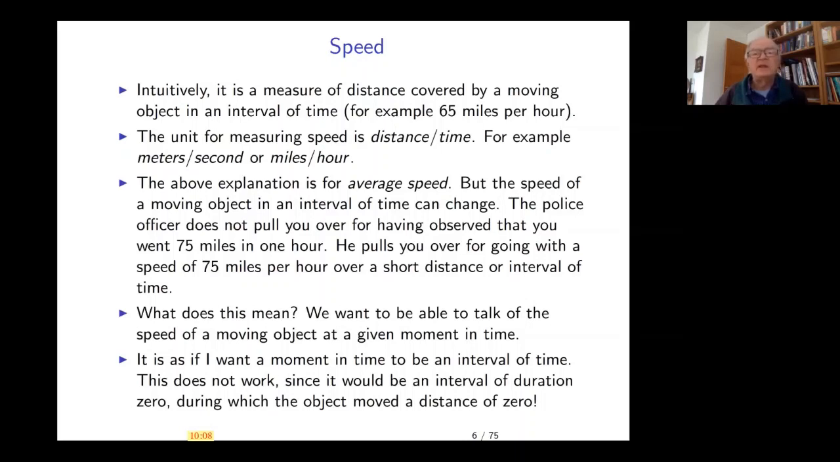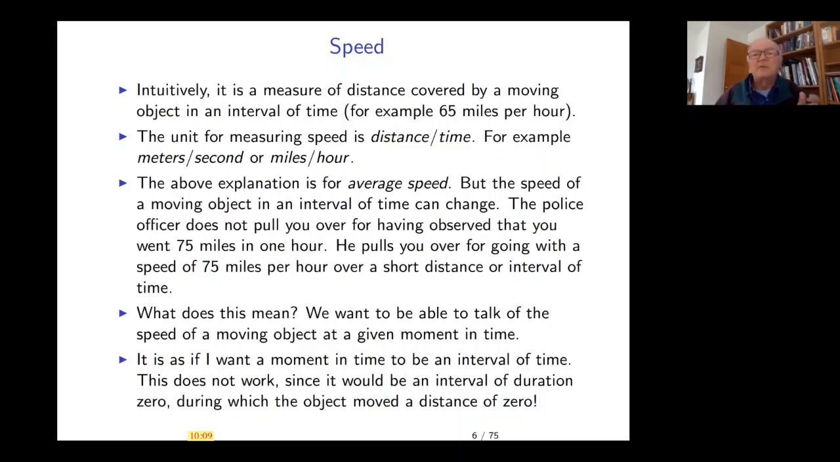So intuitively, speed is a measure of how much distance we covered in a given interval of time. When we say this car goes 65 miles per hour, it means that if it continued exactly as it's moving now, it will cover 65 miles in an hour. That's very good for average speed, but that doesn't tell us very much about speed at a given moment. And that's what we would like to do.